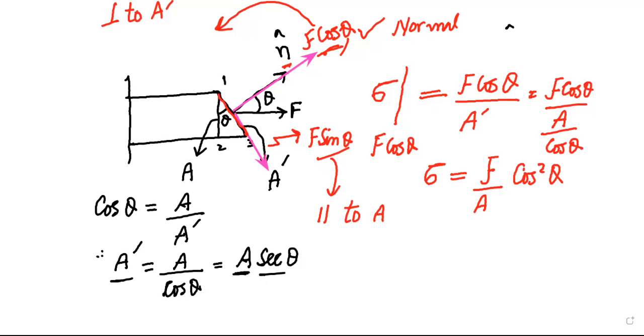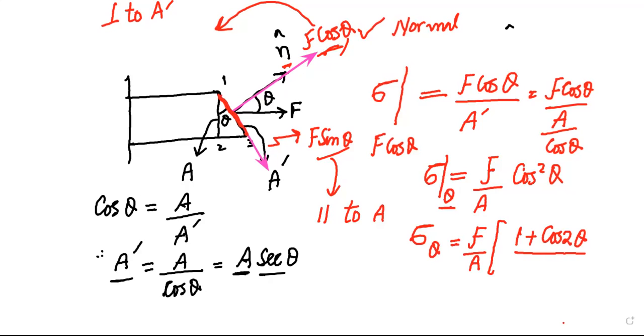We can further write this as sigma, and I will write the sigma on an inclined plane as sigma theta. Why am I writing this as sigma theta? Because this is stress acting on this inclined plane. So sigma theta, normal stress on the inclined plane, is F by A, and your cos square theta is 1 plus cos 2 theta divided by 2. So this is the normal stress acting on the inclined plane, that is F by A, 1 plus cos 2 theta divided by 2.